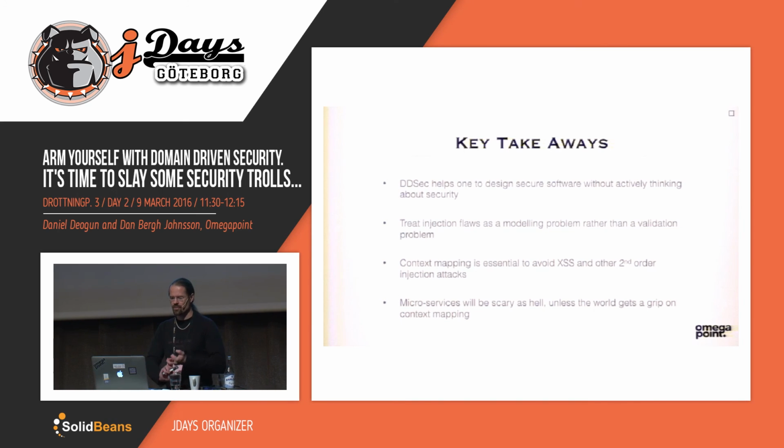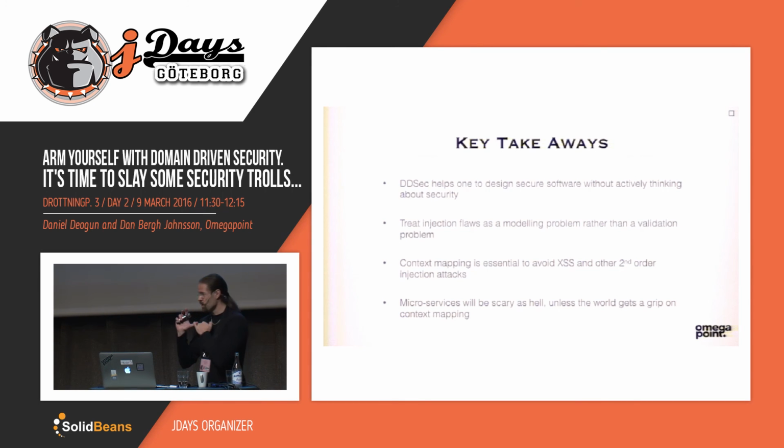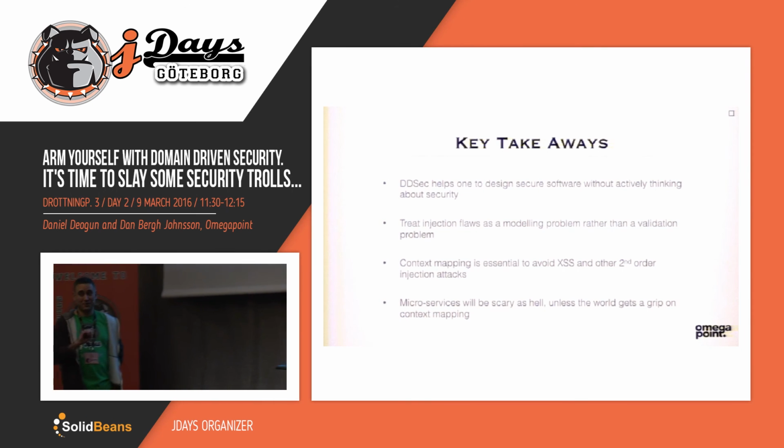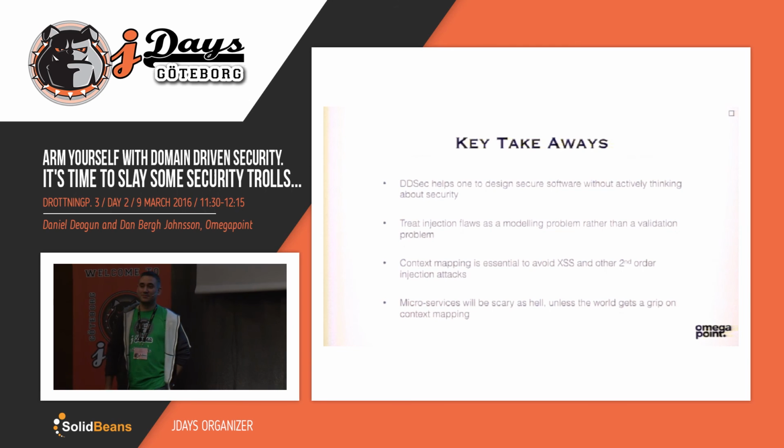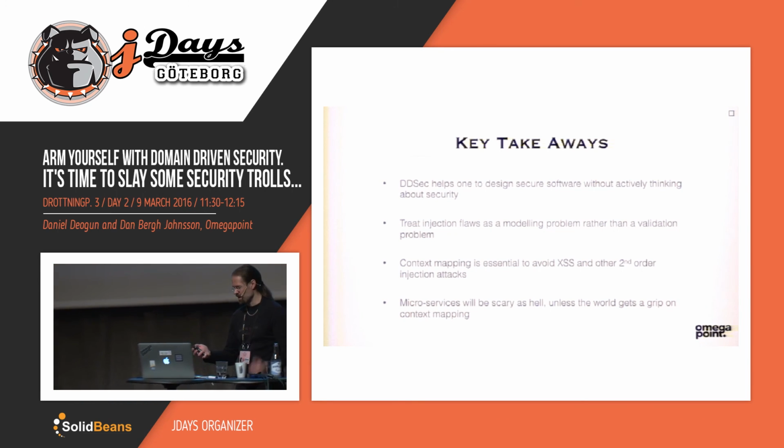OK, so we can treat injection flaws as a modeling problem rather than a validation problem. To do context mapping is essential to avoid cross-site scripting and other kinds of second-order attacks. And finally, microservices, they will be scary as hell. I mean, because we're all pro microservices. Exactly. We're not against microservices at all. We like it. But we must be aware that unless we get a grip on context mapping, they might run totally out of hands. Right.